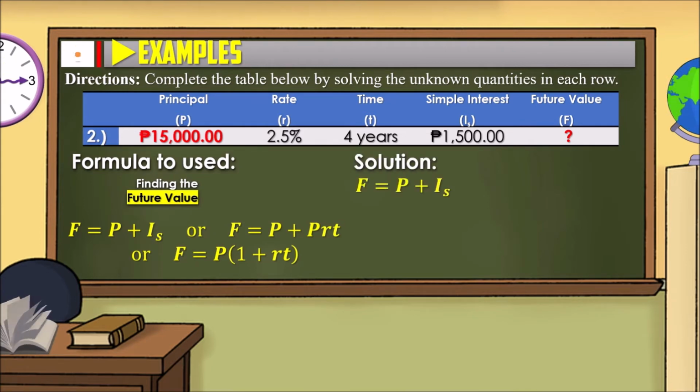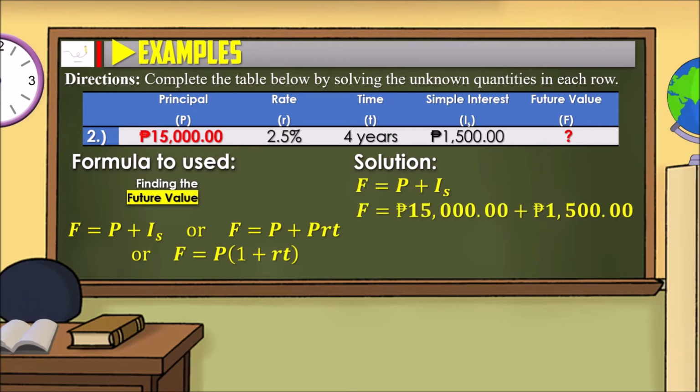Use the formula in finding the future value. Substitute the given to the formula. Now, perform the operation. The final answer for future value is 16,500 pesos.